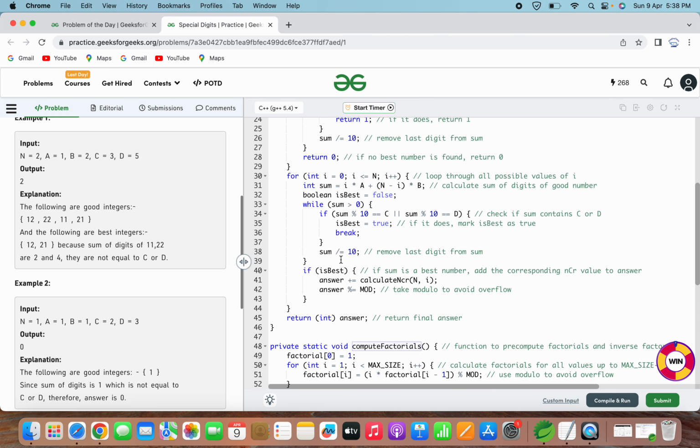When we talk about the actual scenario, that means the different combinations, we iterate through the loop here and try to compute the sum the same way we did in the example: i into A plus (n minus i) into B. That means the number of positions we are giving for A is i, plus the number of positions we will be giving for B.